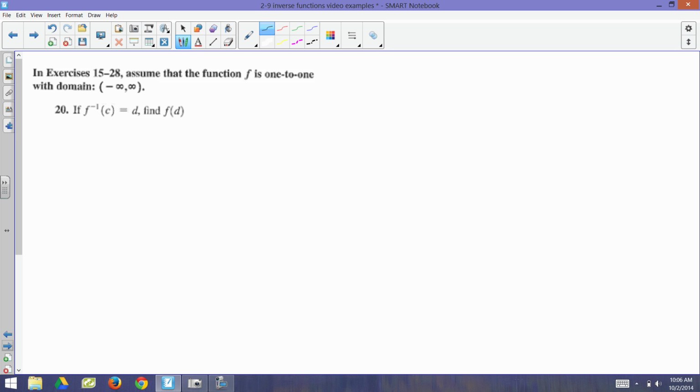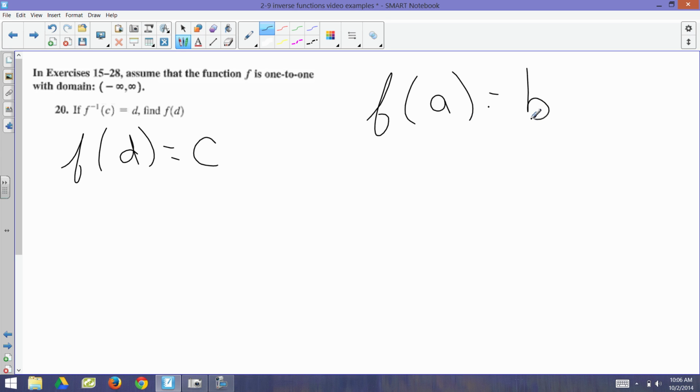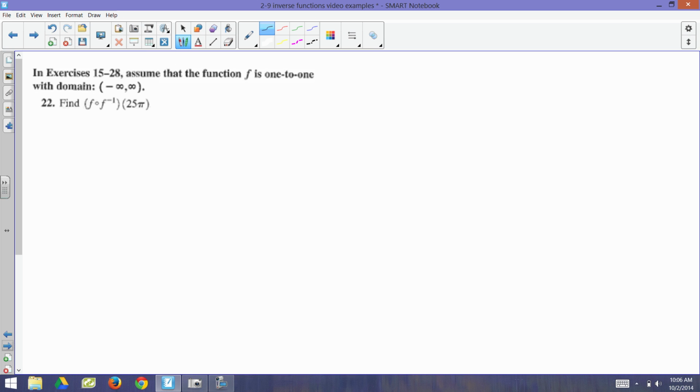F inverse of c is equal to d means f of d is equal to c. If I have f of a is equal to b, then f inverse of b is equal to a. So I'm switching the x and the y around, or in this case in 20, the c and d around.